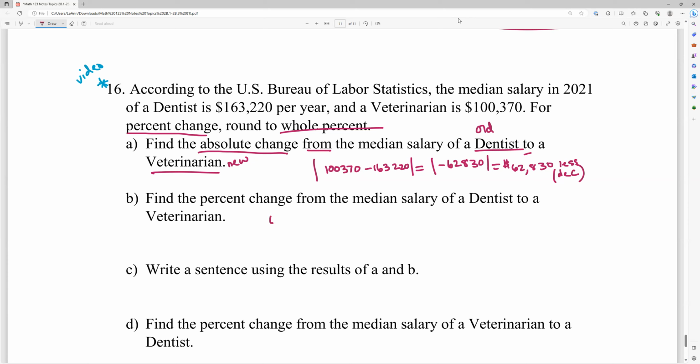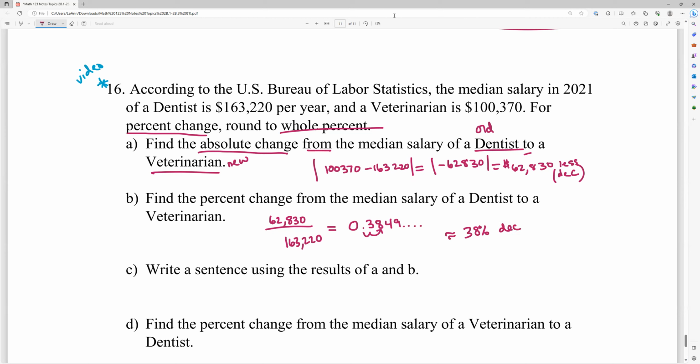Okay. Find the percent change from the dentist to the veterinarian. So we take the same number we just got, 62,830. We're going to divide it by the old, which would be the dentist salary. So that's going to be the 163,220. I'm going to write this out to maybe 4 decimal places for a minute. So 0.3849... we're supposed to round to the whole percent. So move this 2 places to the right to make it a percentage. So if you go right behind the 8, the 4 does not bump the 8 up. So it'd be about a 38% decrease.